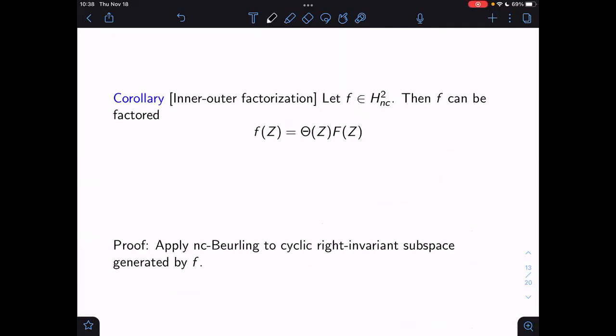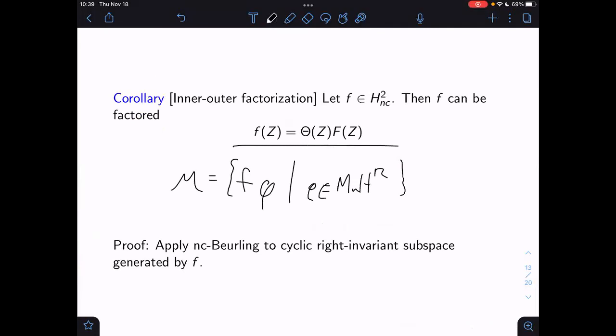Well, you get an immediate corollary of this, which is an inner-outer factorization, because all I do is apply the Beurling theorem to the right invariant subspace generated by F. So a right multiplier, close that up. If I apply the Beurling theorem to the right invariant subspace generated by F, it says that space is equal to some theta times H2NC. But of course, F itself is in this space. So F looks like theta times something. And then by the usual business, you get that this capital F is a cyclic vector.